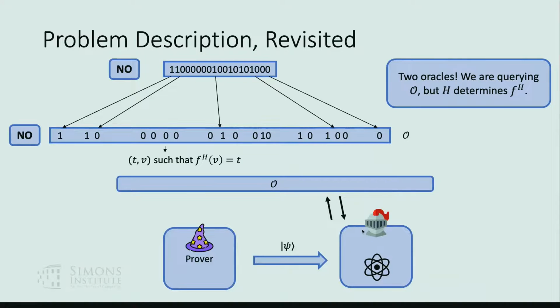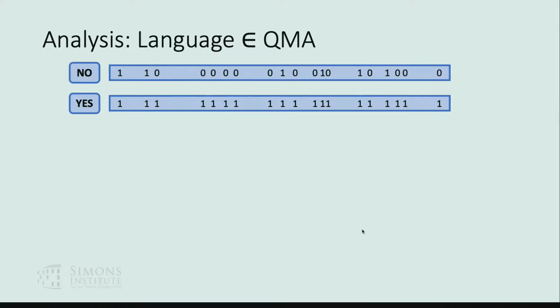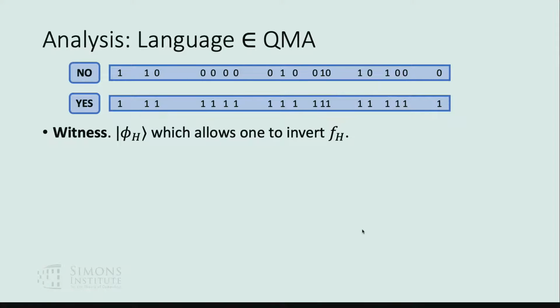OK, this is how it schematically looks. There is no H here. So how are you going to get the H? Well, it's going to be in the witness. So let me convince you that the language is in QMA. The witness is going to be, as I said, the quantum state that allows one to invert FH. You don't need to have any access to H, just the quantum state suffices.